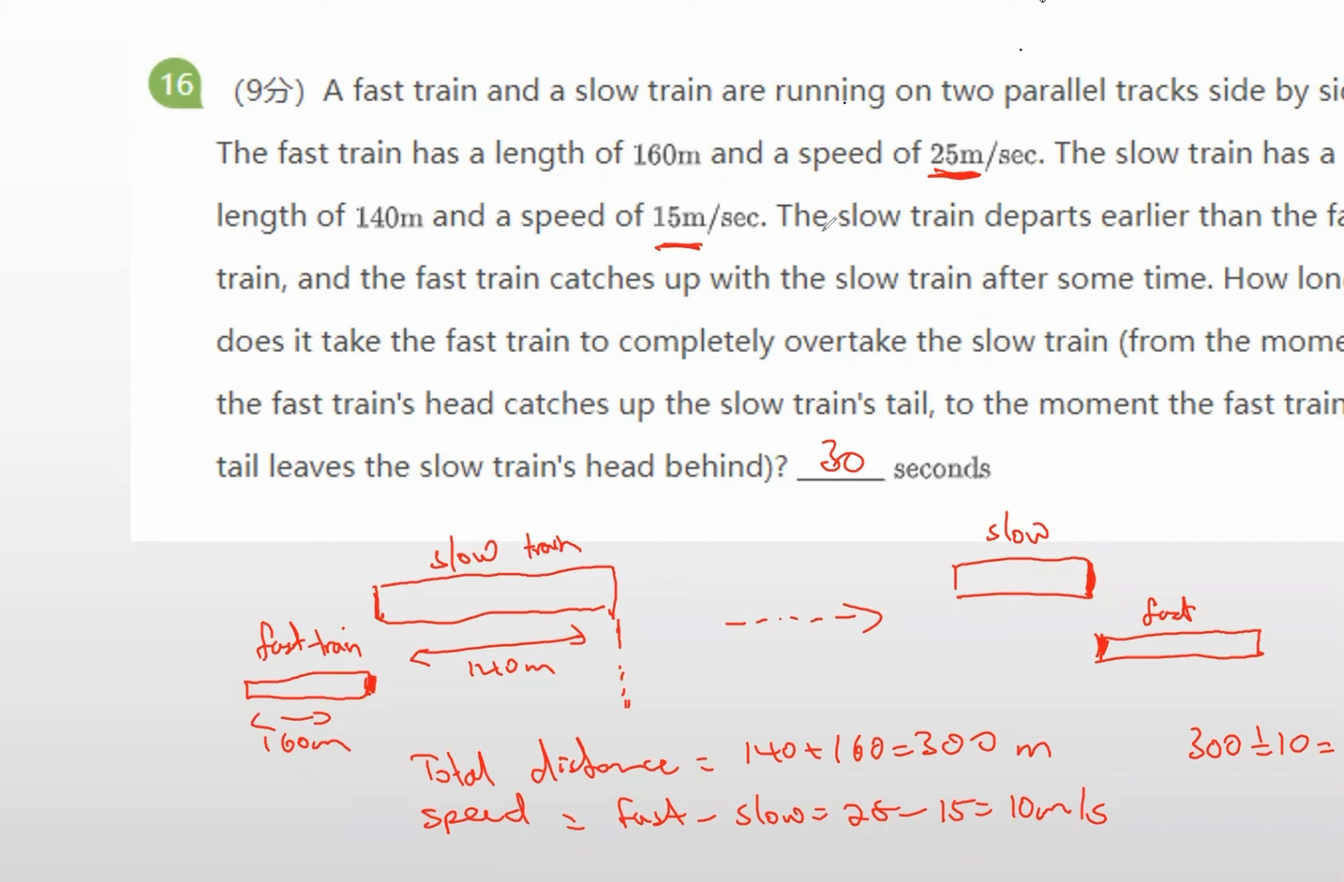Because the question is asking, how long does it take the fast train to completely overtake the slow train from the moment the fast train's head catches up with the slow train? So it calculates from when the fast train's head meets the slow train's tail. Does that make sense? Okay. That was a very good question. But in this question, because of the condition here, it does not matter.